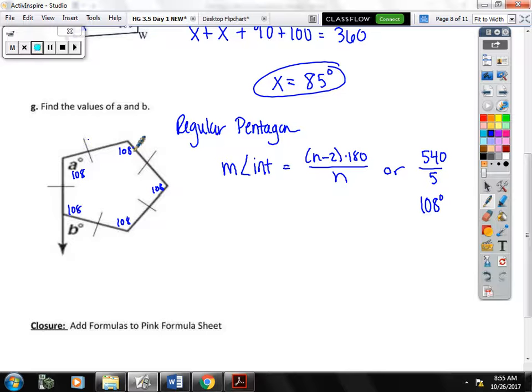What would the value of B have to be then? Notice B is an exterior angle. Maddie? Yes, it would. We have a linear pair here. Any linear pairs have to add to 180 and be supplementary. So B would be 72.